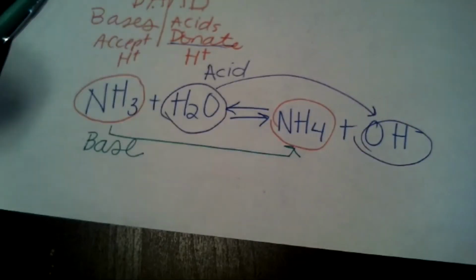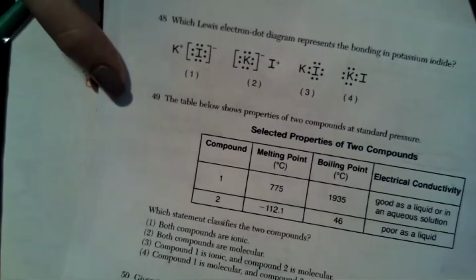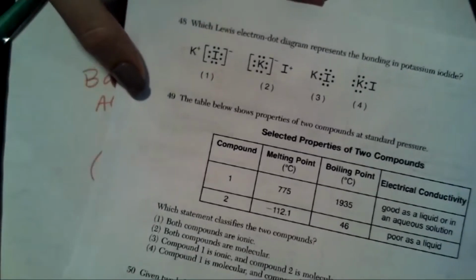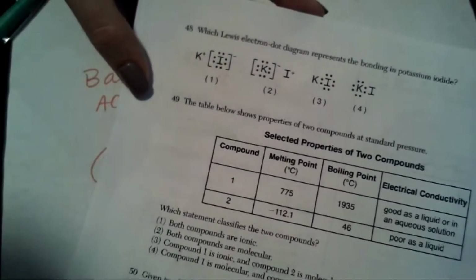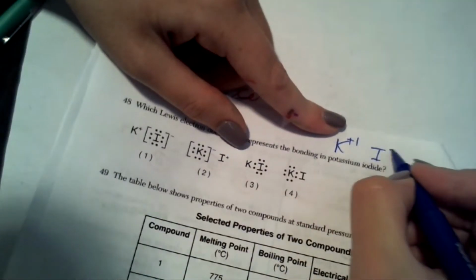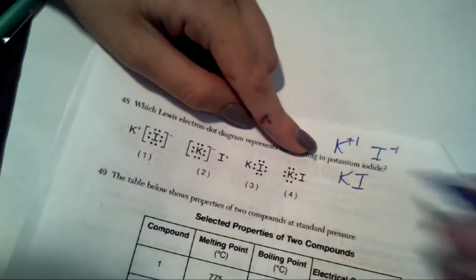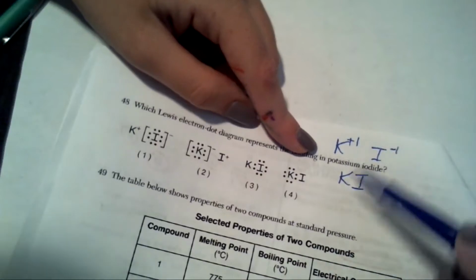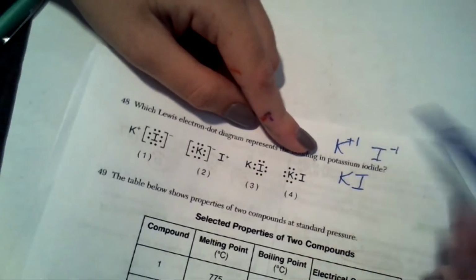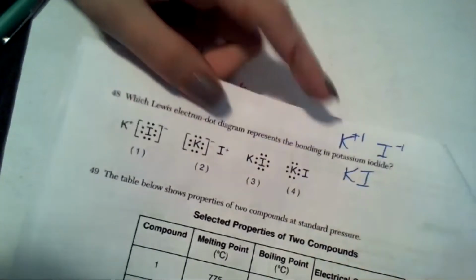Question 48. Which Lewis dot diagram represents the bonding in potassium iodide? Okay, potassium iodide. Potassium is K plus 1. Iodine is going to be minus 1. They crisscross, and they are going to get a singular KI, because K is the metal, it gives away its electrons, and I is going to gain those electrons.